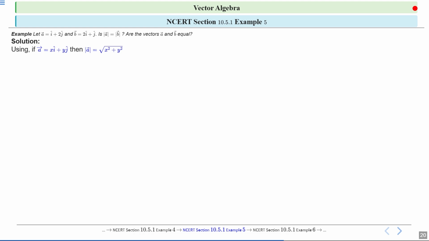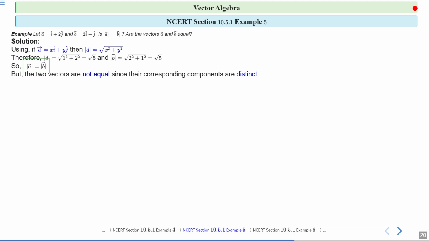Using A vector equal to x i cap plus y j cap, we know that the magnitude of A vector is root over x square plus y square. Therefore, the magnitude of A vector will be root over 1 square plus 2 square, which is root 5, and the magnitude of B vector will be root over 2 square plus 1 square, which is root 5. So the magnitude of A vector is equal to the magnitude of B vector, but the two vectors are not equal since their corresponding components are distinct.